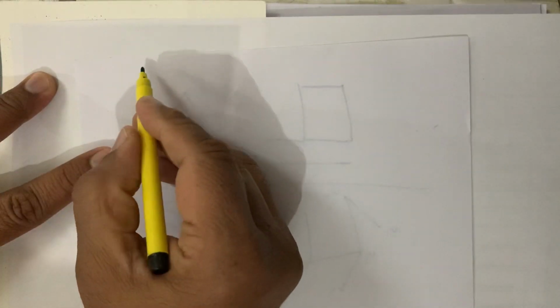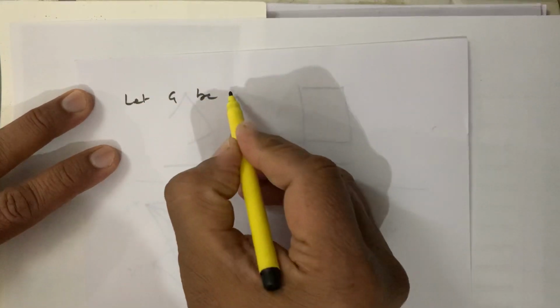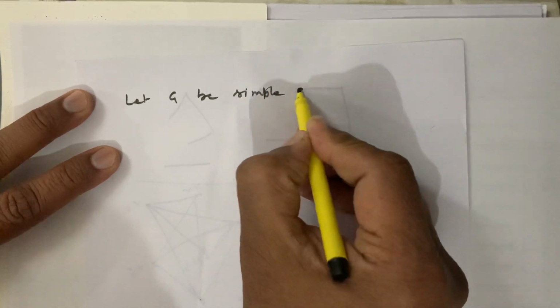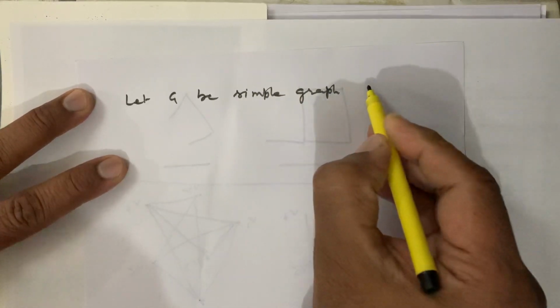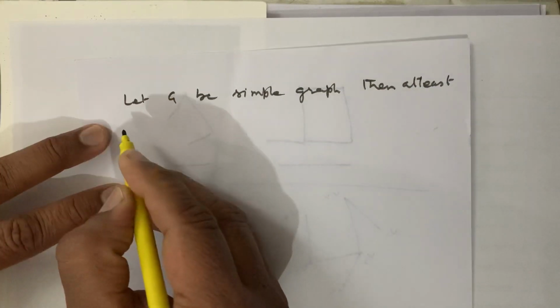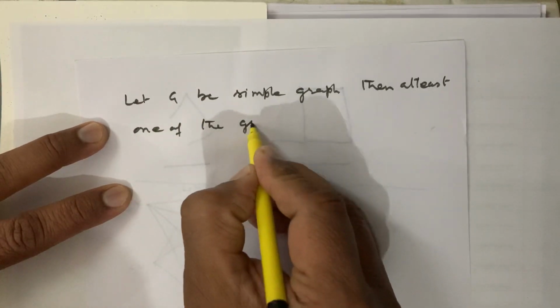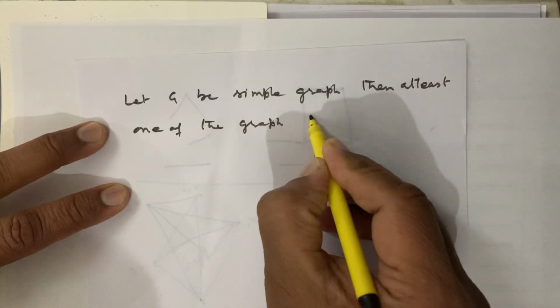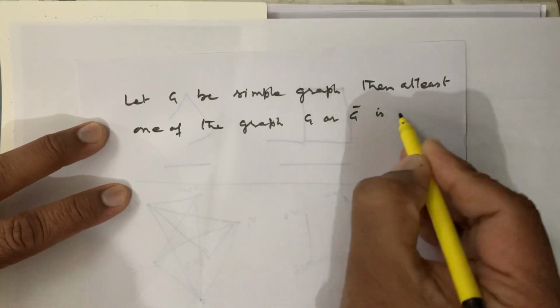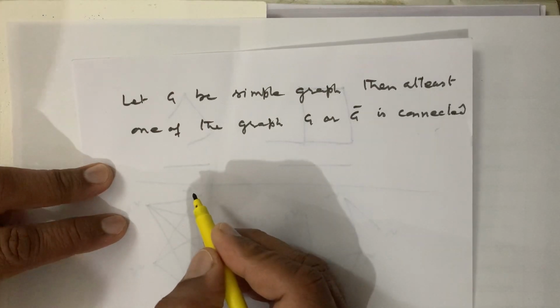Next result. Let G be a simple graph, then at least one of the graphs G and G bar is connected. G is a simple graph.